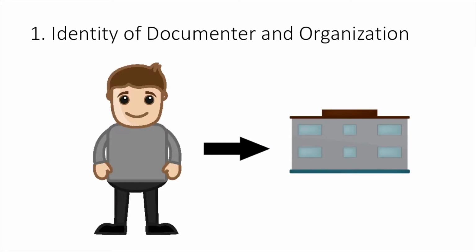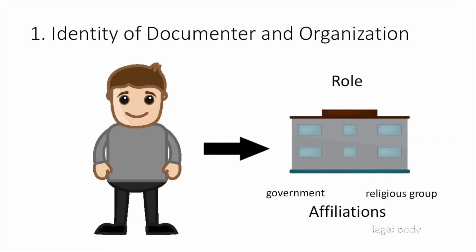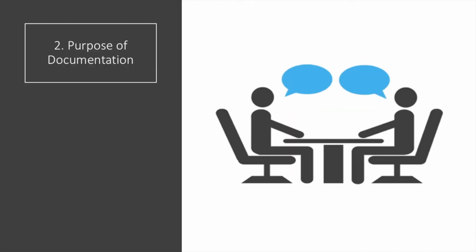1. Interviewers and documenters should identify themselves and the organisations they work for. Explain the role of your organisation and important information about any affiliations the organisation may have, such as with a government, religious group, legal body, or international organisation. This will allow the participant to assess the credibility of the documenter and the organisation they represent.